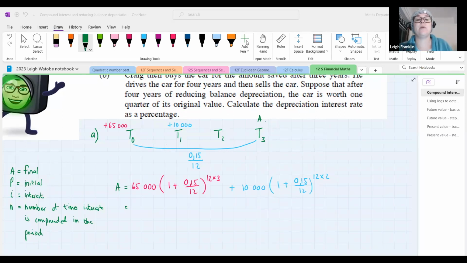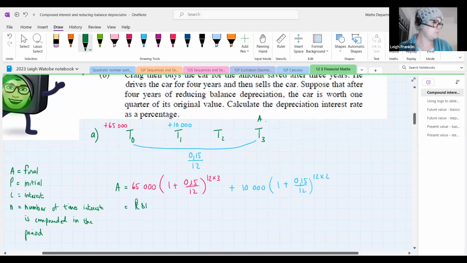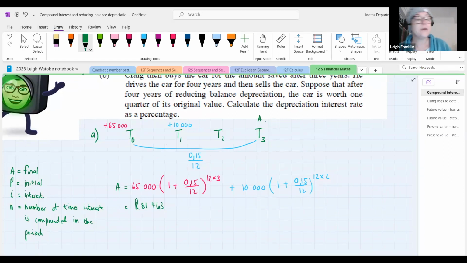Okay, so everybody's happy. Okay, cool. All right. So that means this guy has got 81,463 Rand and 41 cents after 3 years.